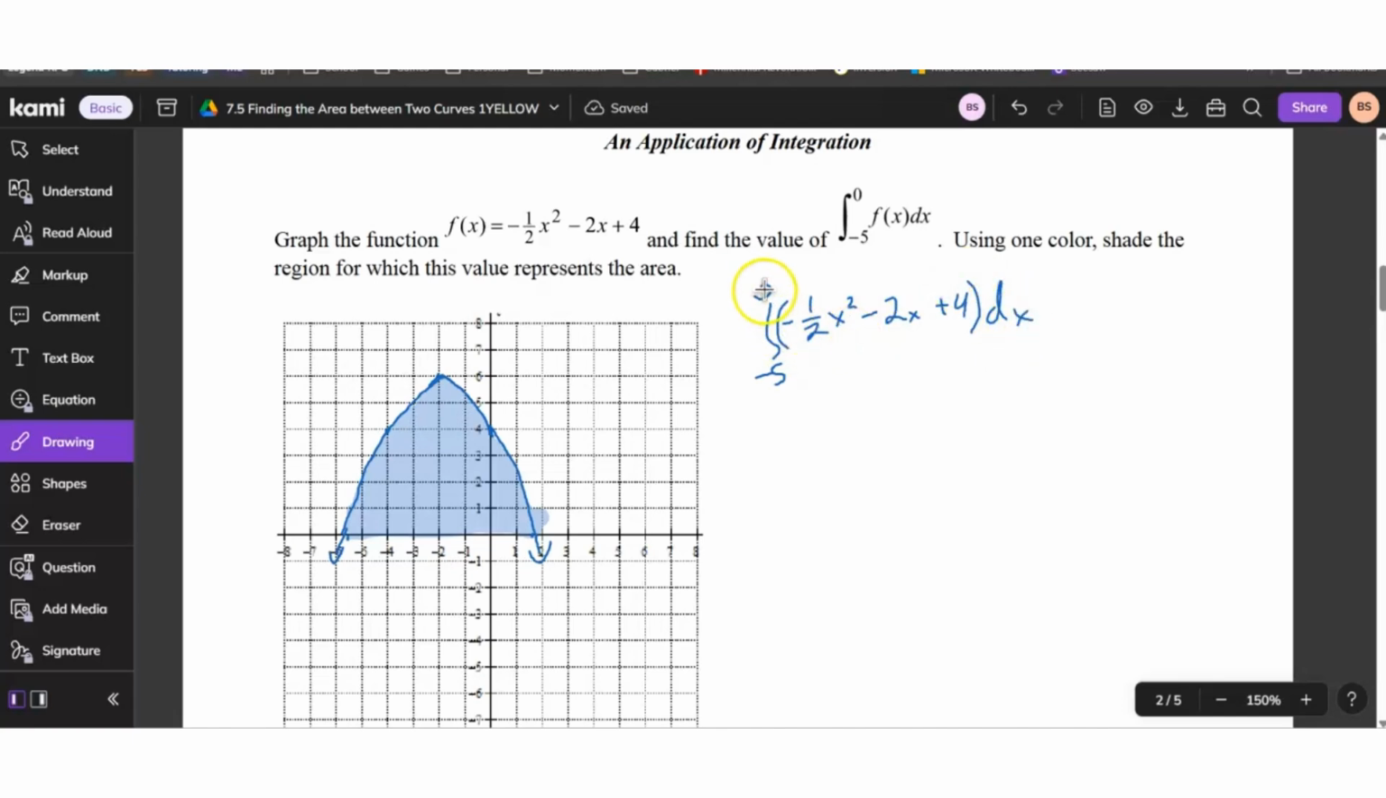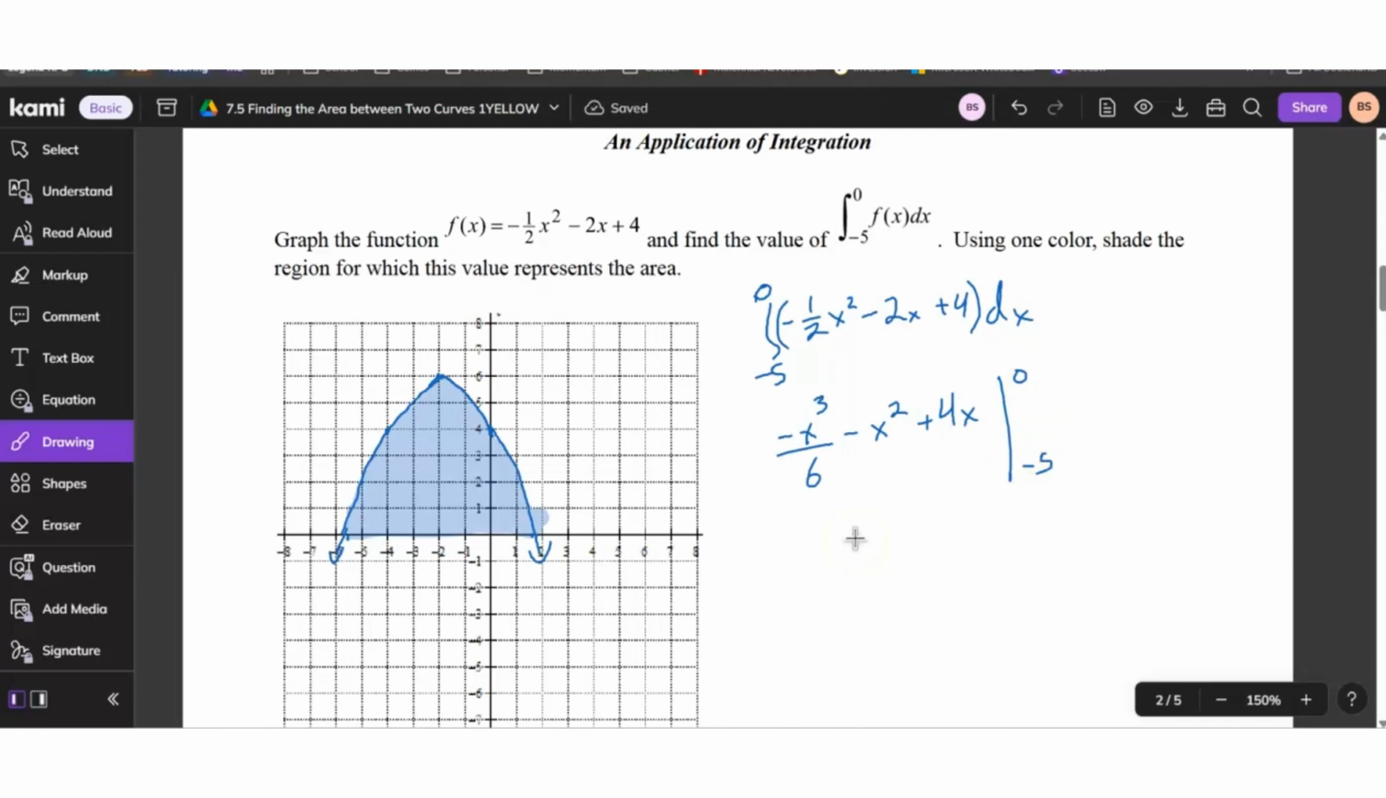No, x. Negative x to the third over 6. Why would it be 6? Because it's 1/2 times 1/3. Minus x squared plus 4x plus c, but I don't really care about c actually because I'm evaluating it from 0 to -5.